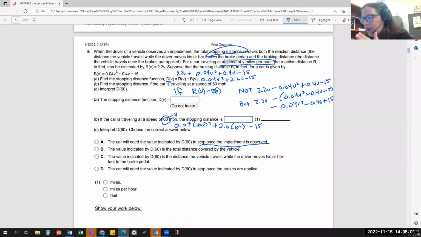Once they see it, they have to react, they have to brake. Total distance isn't really clear. I would have to say the total distance covered by the vehicle once the impediment is observed. So I'd kind of combine A and B. But while the driver moves their foot to the brake pedal, that would be R of 60. That would be the reaction time. And then once the brakes are applied, that would be the braking time. So C and D are parts of that.